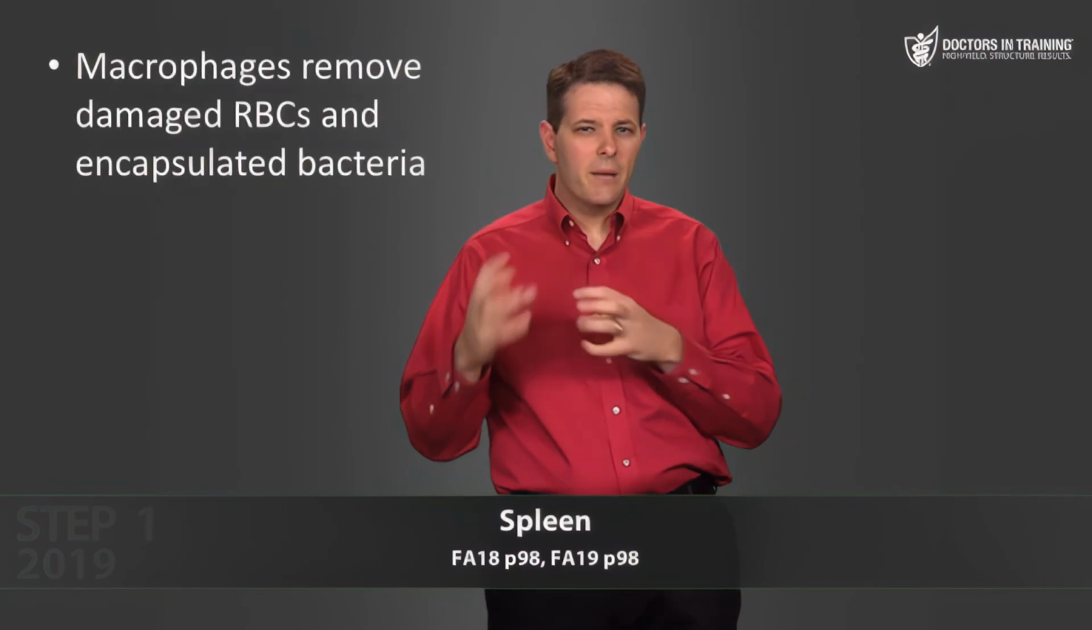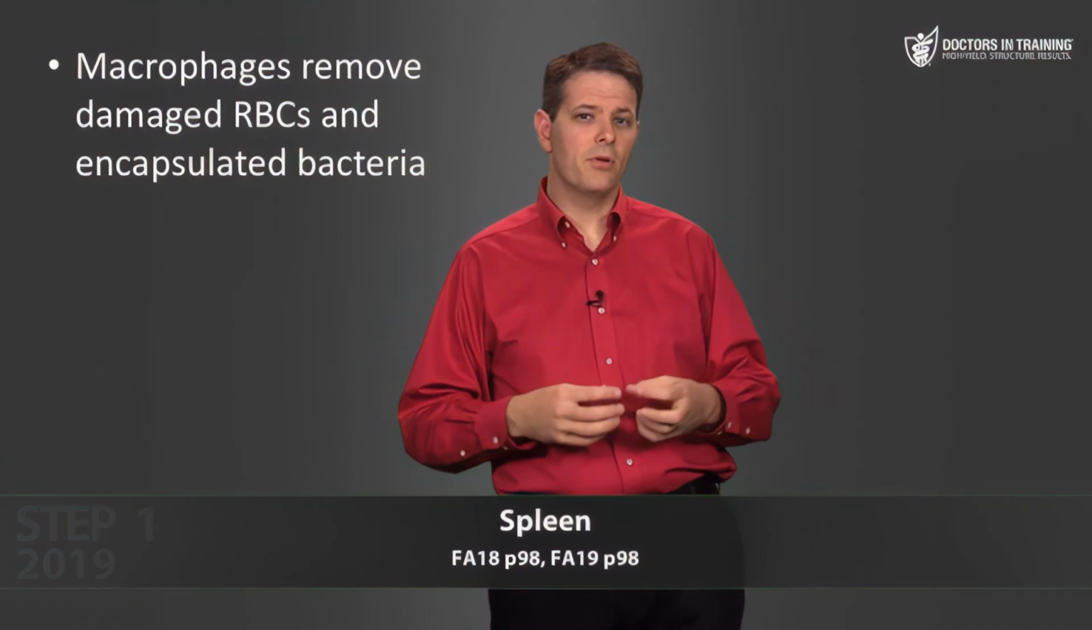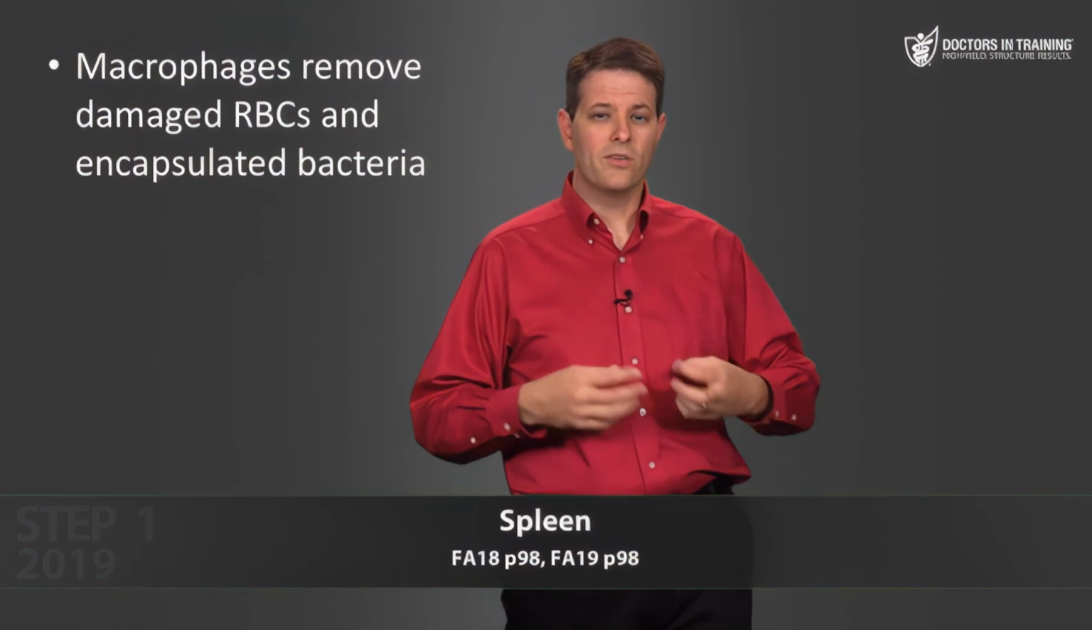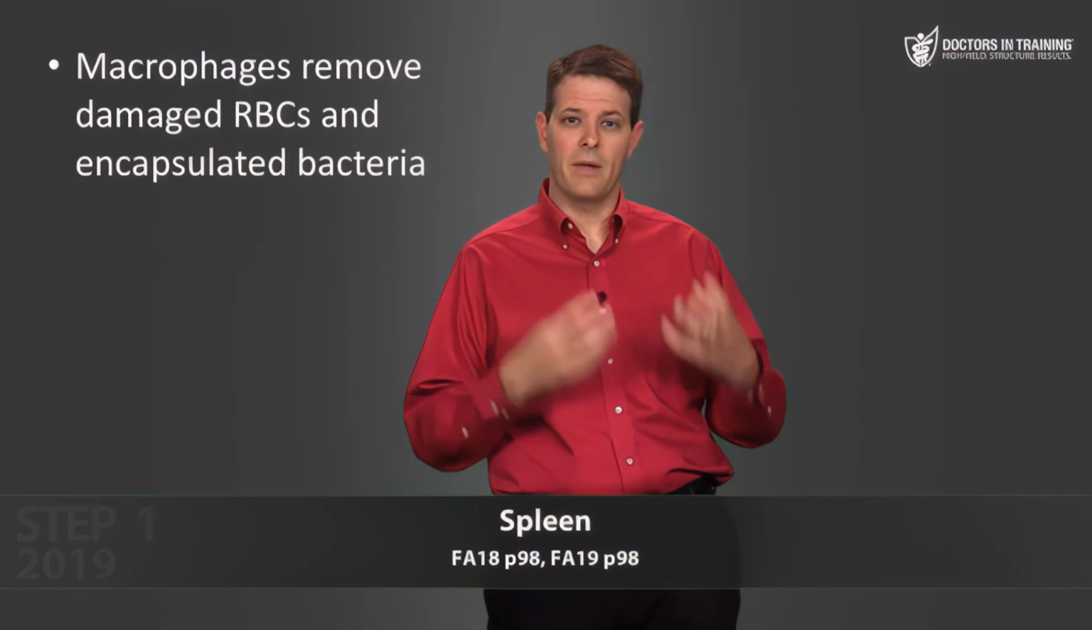There are a couple of important things that happen in the spleen. Macrophages remove damaged red cells and also encapsulated bacteria. The macrophages in the spleen are cleaning up the blood in a manner of speaking. So if you don't have a spleen, you're going to be more susceptible to encapsulated bacteria, which is why it's extra important to immunize asplenic patients against encapsulated bacteria.